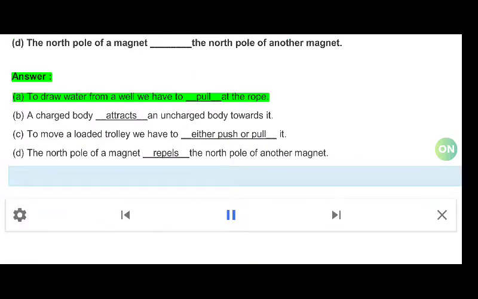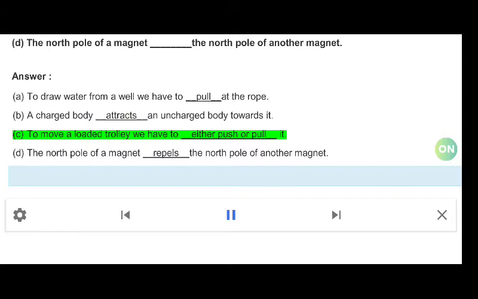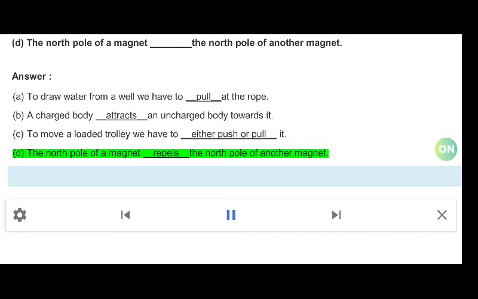Answer. A. To draw water from a well we have to pull at the rope. B. A charged body attracts an uncharged body towards it. C. To move a loaded trolley we have to either push or pull it. D. The north pole of a magnet repels the north pole of another magnet.